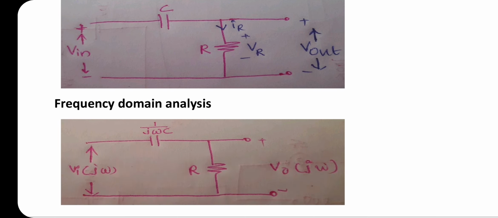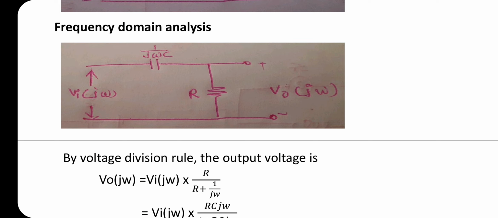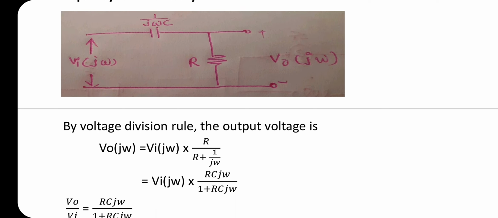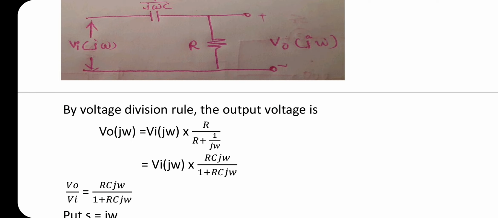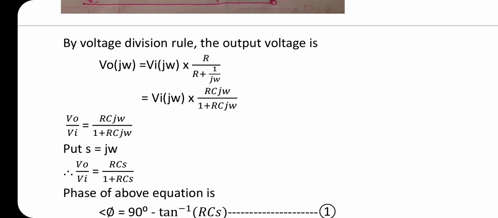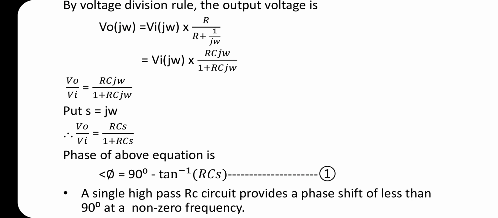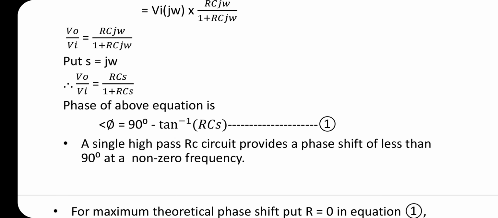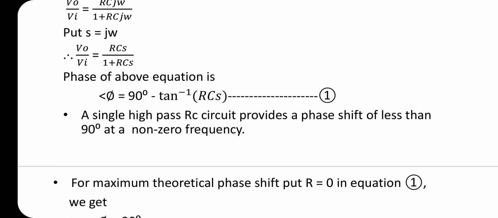The corresponding frequency domain analysis can be done by the circuit. By voltage division rule, the output voltage V0 of j omega equal to Vi of j omega into R divided by R plus 1 by j omega. That is Vi of j omega into RC j omega divided by 1 plus RC j omega. Therefore, V0 divided by Vi equal to RC j omega divided by 1 plus RC j omega. Put S equal to j omega. We get V0 by Vi equal to RCS divided by 1 plus RCS. Phase shift of above equation is 90 degree minus tan inverse of RCS.